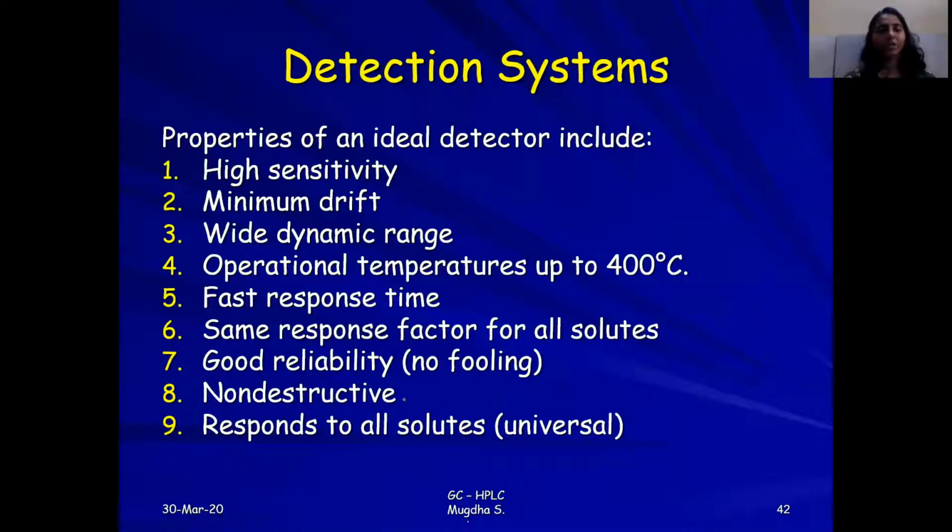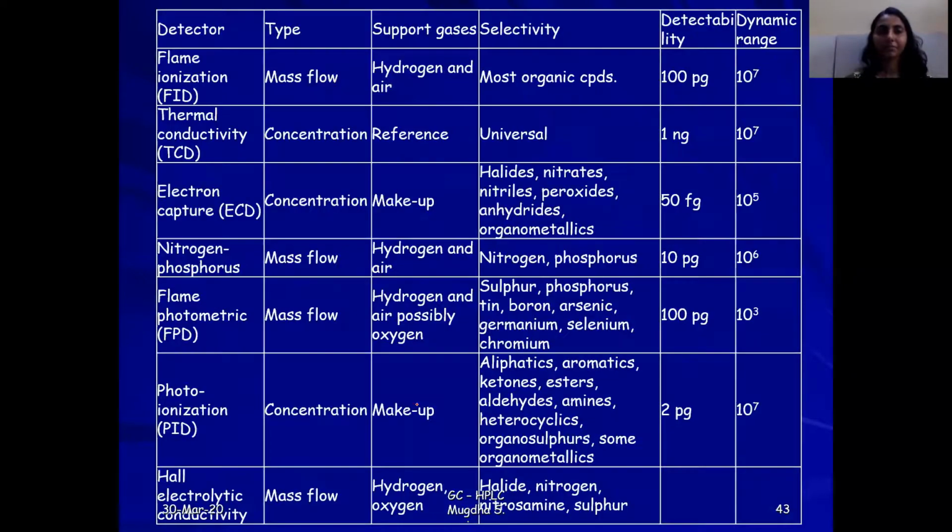Non-destructive, because among the detectors which we'll be seeing, there are two detectors which are basically destructive type. In our last lecture, we saw atomic absorption spectrometry and atomic emission spectrometry. In that we are using the flame. The same concept is used here, and those are destructive type. But preferably you require a non-destructive type of detector.